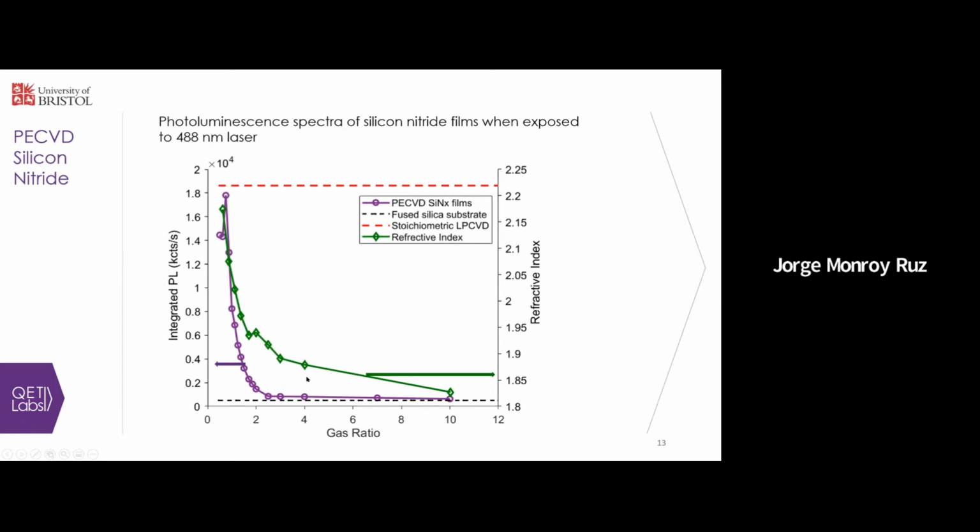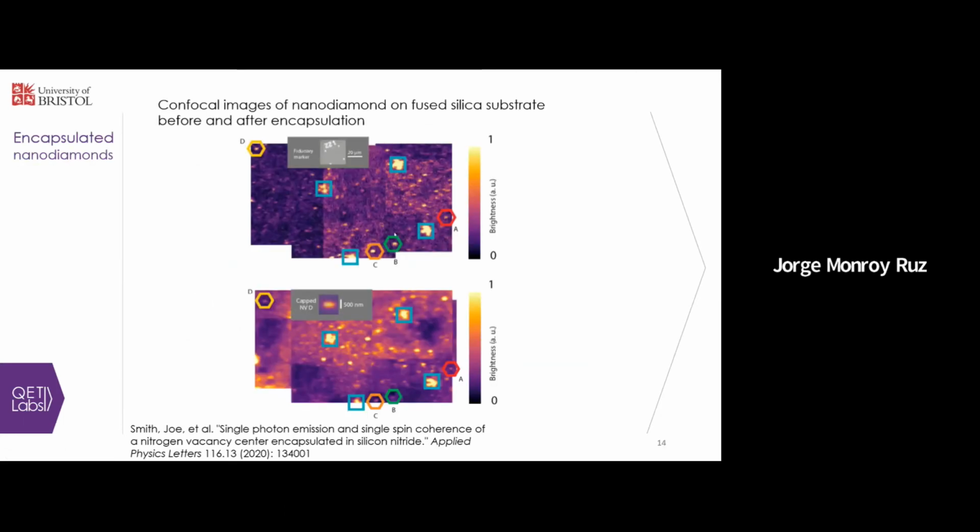That's why we picked this R equals 3 recipe, and that's what we did. We capped some nanodiamonds with it. So this is a confocal image of dispersed nanodiamonds in the fused silica substrate before getting capped with the silicon nitride. We measured some of these NV centers. We can locate them because we have some of these auxiliary markers, and then we cap the same sample and go back to exactly the same place and measure the same NV centers.